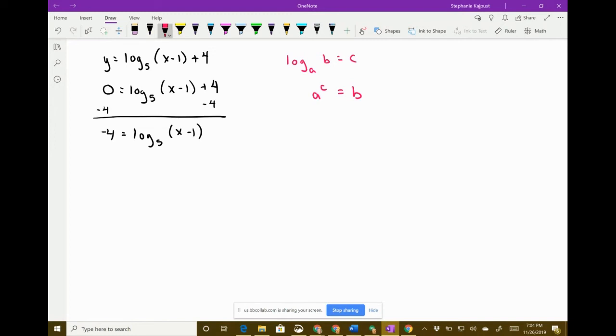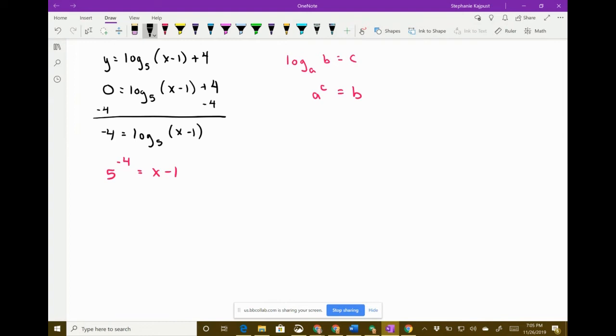So in our case, a is 5. So I'm going to write this 5, and then c is what it's equal to, so that's to the negative 4 power, equals whatever was inside the log. So that's going to be x minus 1. So that's basically using the definition of a logarithm and an exponent and how they are related. So I'm just rewriting that expression.